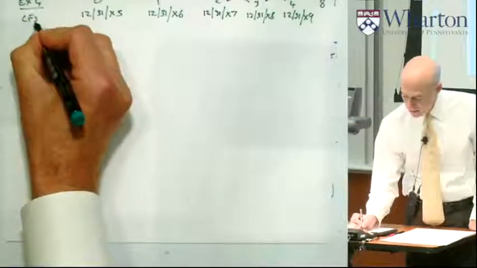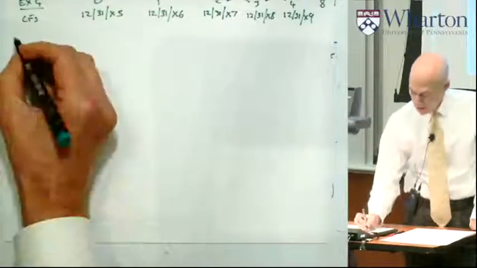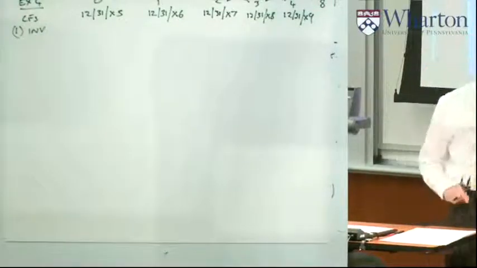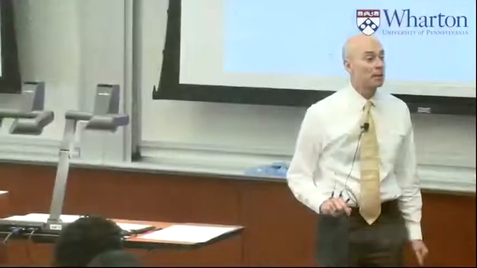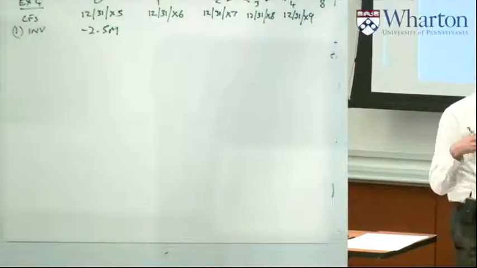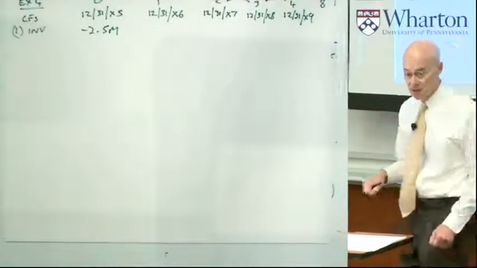Now, what are the cash flows? Well, the first one is when we build the plant. What's that going to be? Negative 2.5. We recorded at date 0, December 31st of the current year.